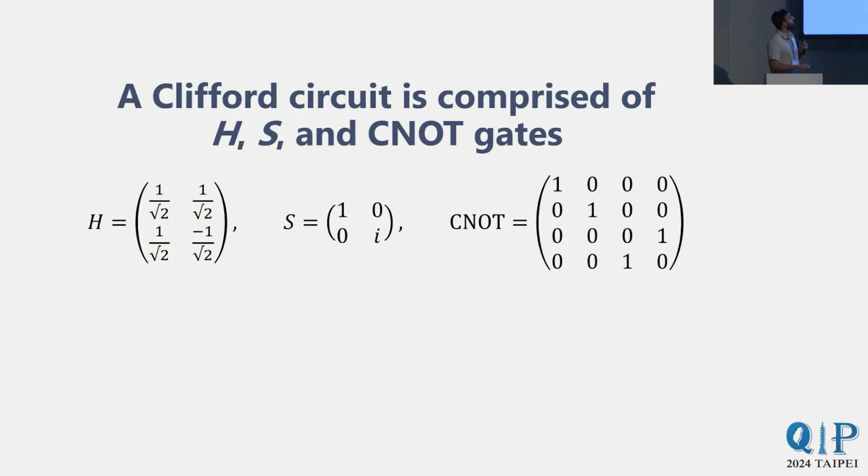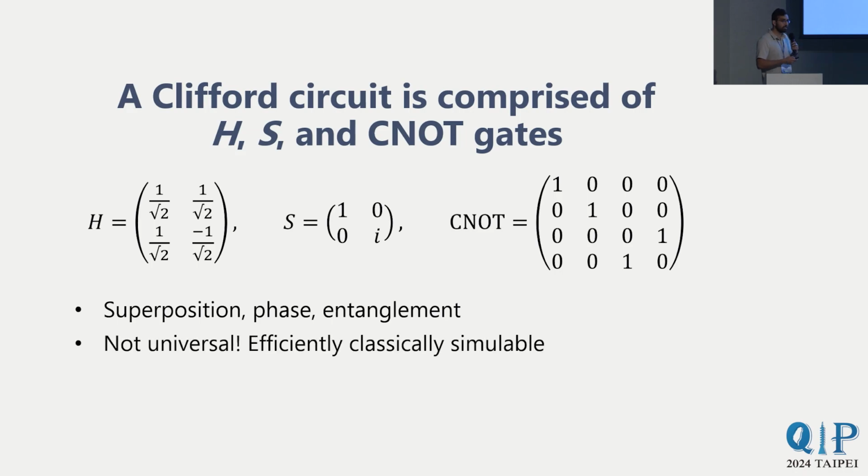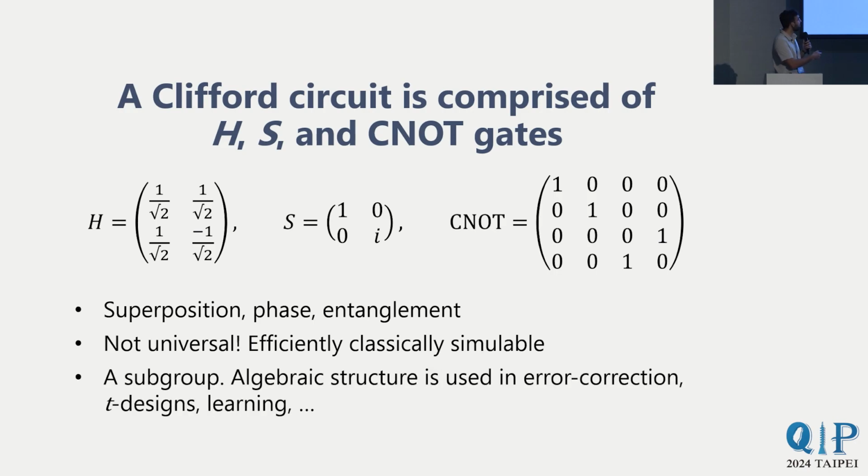The first thing to recall is that a Clifford circuit is a quantum circuit comprised of Hadamard, phase, and CNOT gates. This is a really important subclass of quantum circuits. They already exhibit some interesting phenomena like superposition, complex phase, and entanglement. But despite this, we know that they're not universal for quantum computation. In fact, we can efficiently classically simulate these circuits. This is the Gottesman-Knill theorem. And the other thing to know is that this set of circuits forms a subgroup of the unitary group. This algebraic structure is one of the main reasons the Clifford group shows up everywhere in quantum information and quantum computation.